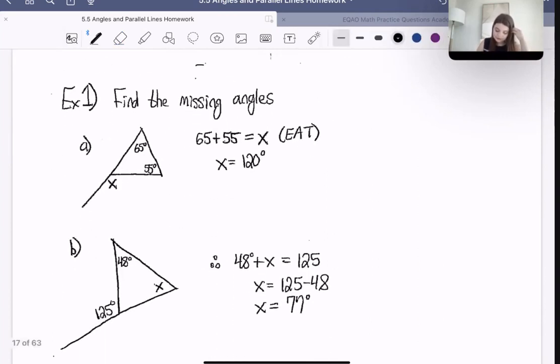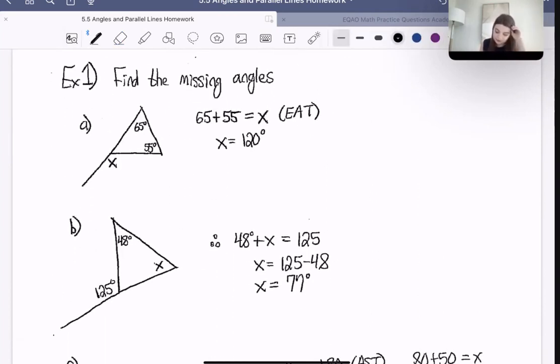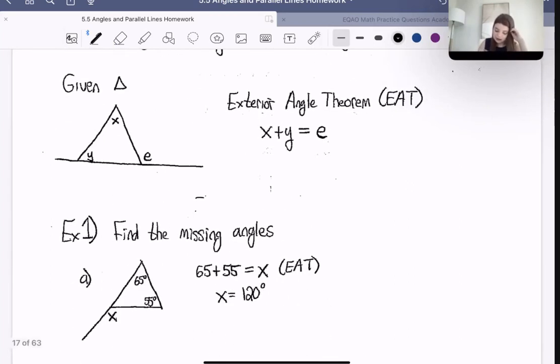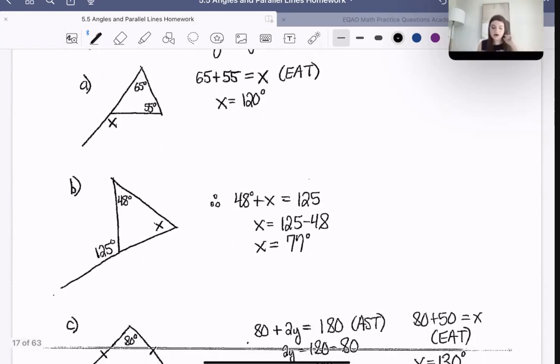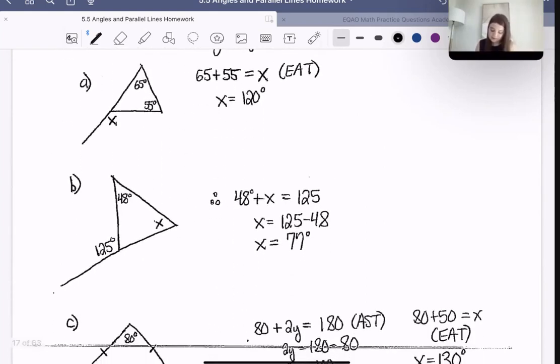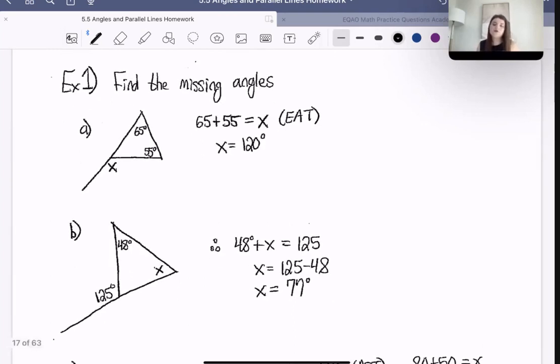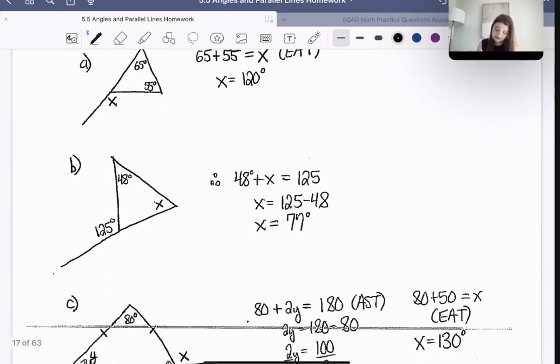Okay, so let's find the missing angle here. We have 65 plus 55 must be equal to x by this theorem, right? That x plus y is e. In this case, x and y are 65 and 55. So we get that x must be 120, right? Because 65 plus 55 is 120. So there we go. With this one, we're missing x, so it's going to be x plus y, which is 48 plus x, or x plus 48, is going to equal the exterior angle, which is 125, and then we've got to solve for x, and we get that x is 77 here.